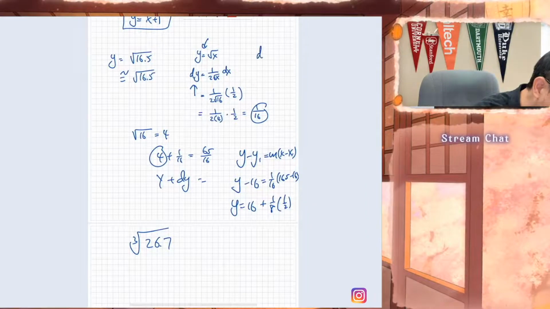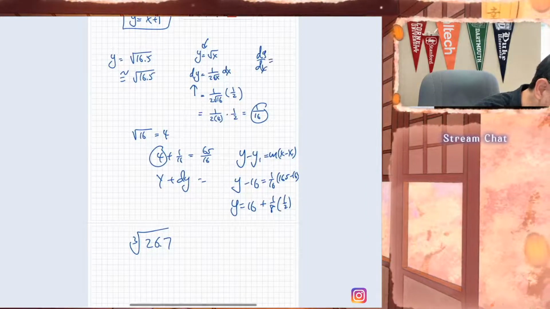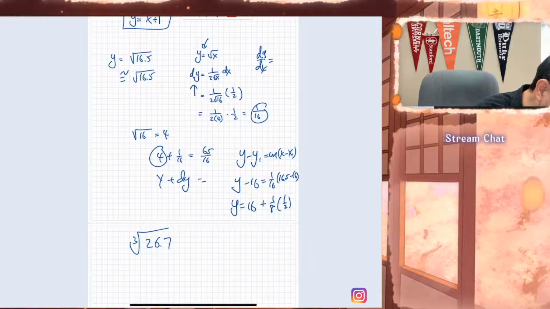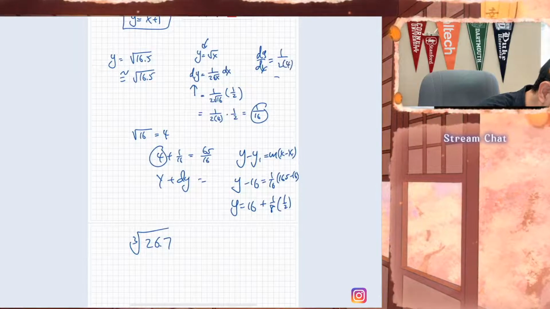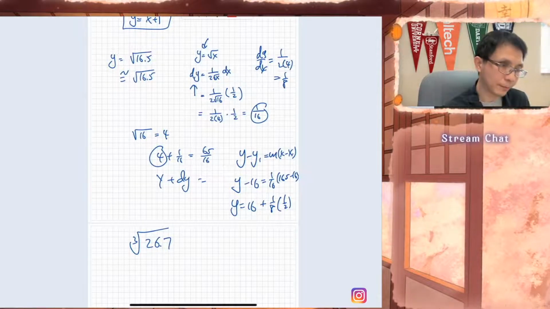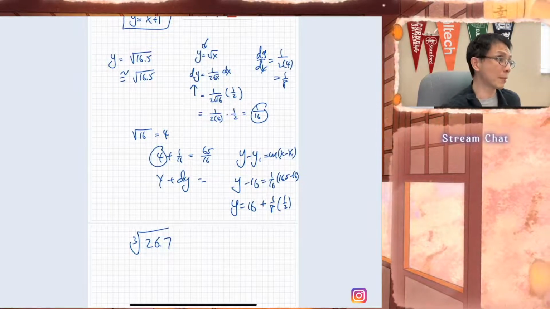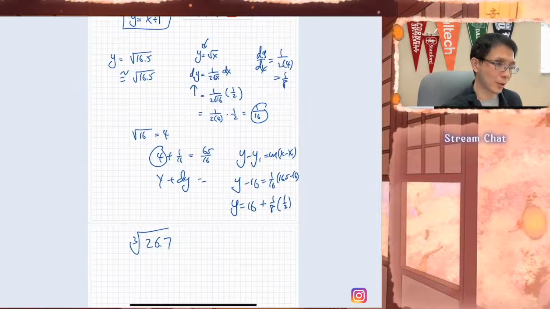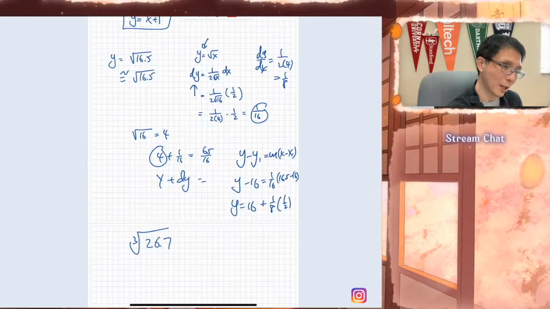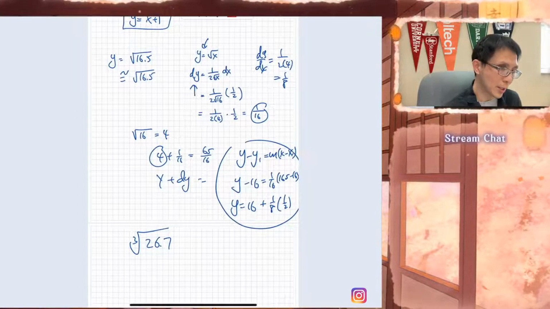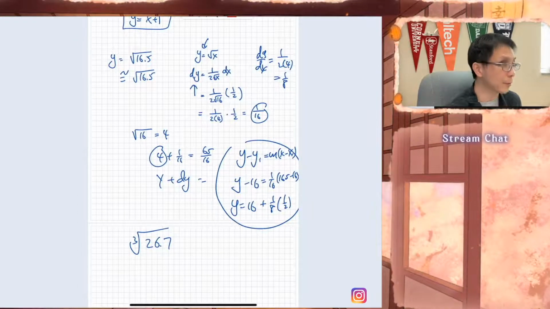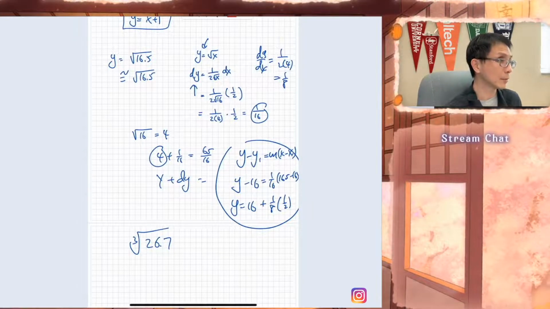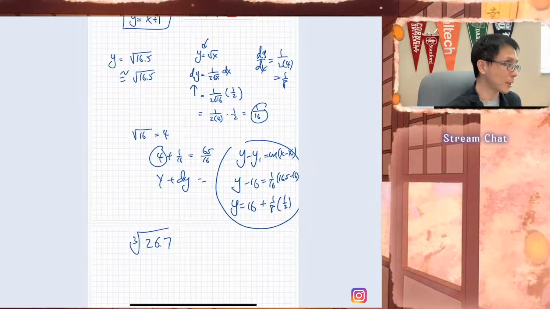Because if you think about dy/dx here, it is equal to 1 over 2 times 4, so it's equal to 1 over 8. So same approximation, just using tangent line approximation. I showed you the tangent line approximation right here. It's the same answer regarding 16.5 or 16. It's the same idea to approximate something.